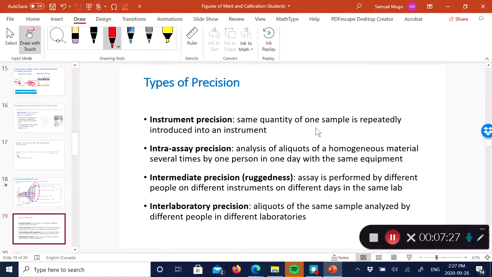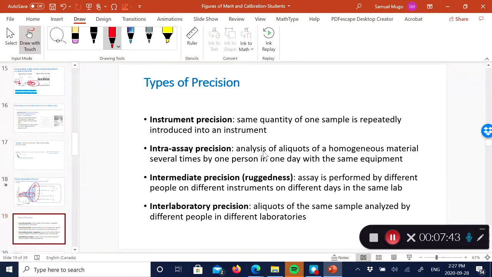Another good example is the mass spectrometer. It's very, very sensitive, but it's got a lot of imprecision, meaning it's very, very variable. Now, you also have another type of precision, called the intra-assay precision.